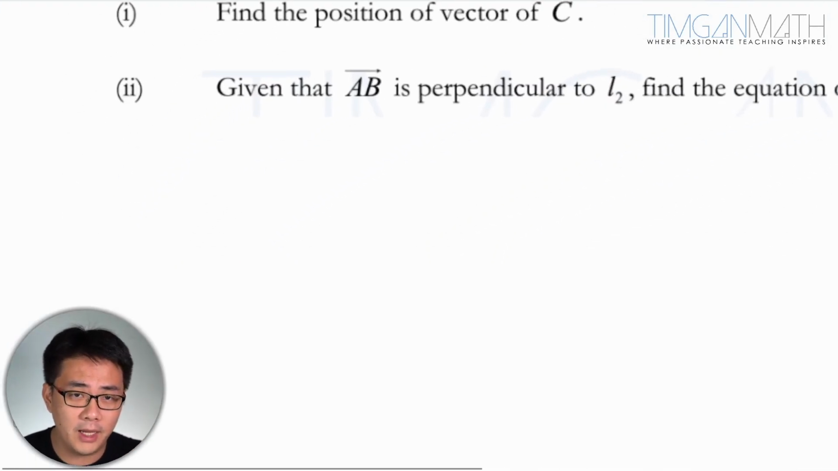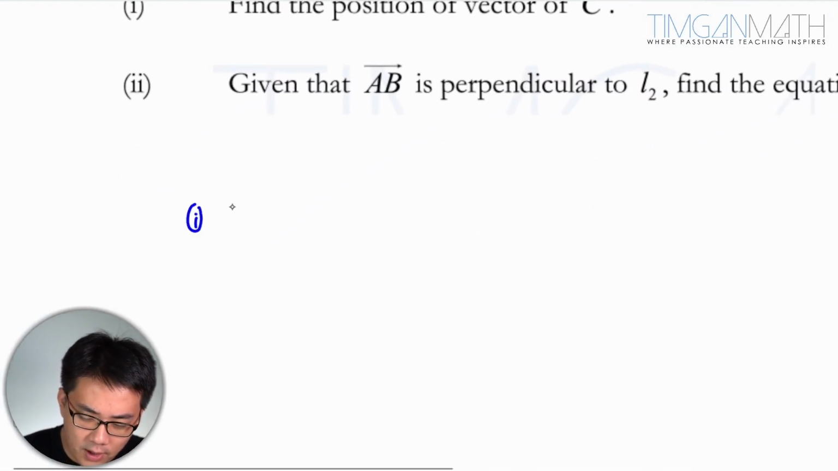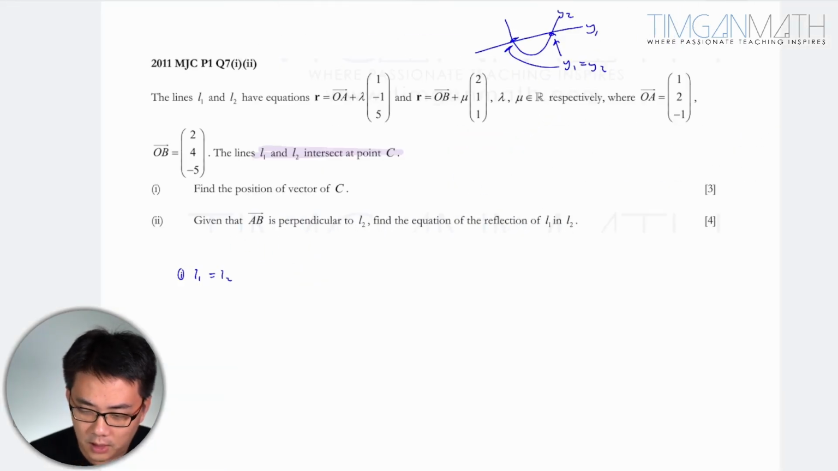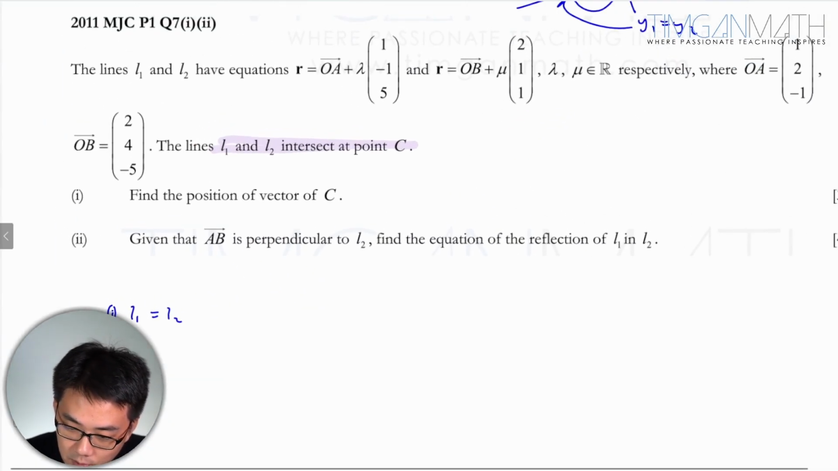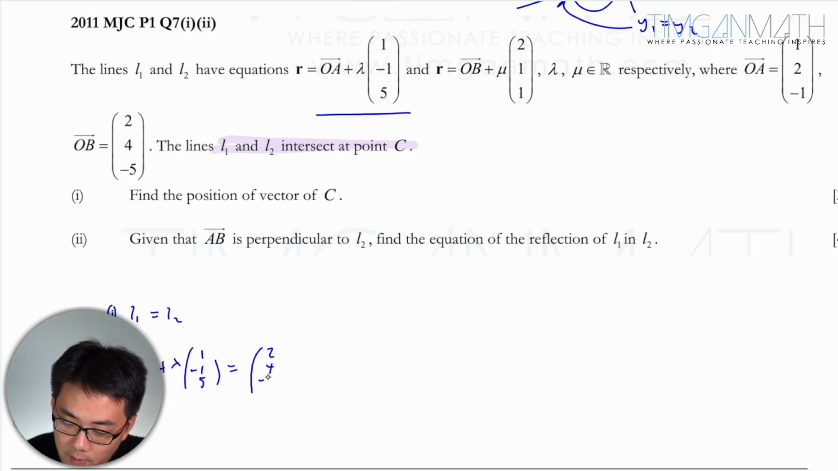So same thing for lines. If you want them to equate, L1 equals to L2, that's how you find the position of C. So once you're done, you just write this. L1 will be OH, just substitute 1, 2, minus 1, plus lambda, 1, minus 1, 5. Then this is OB, 2, 4, minus 5, plus mu, 2, 1, 1.